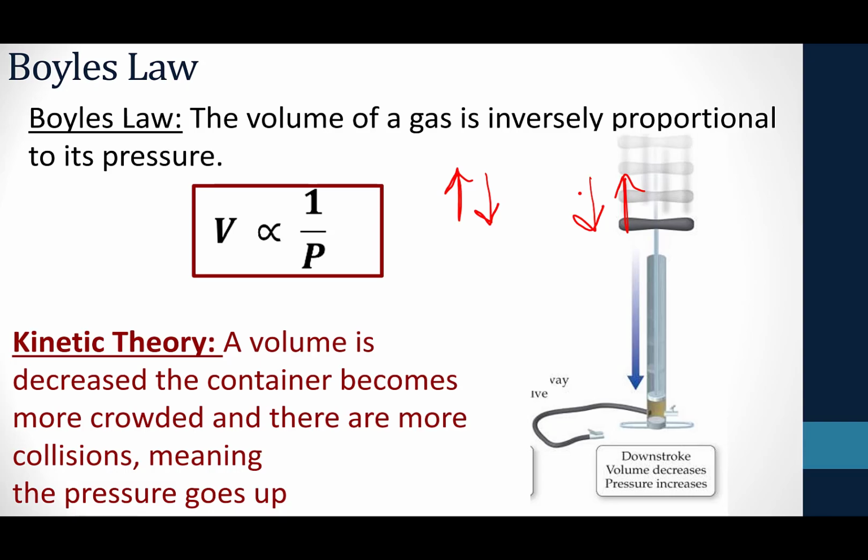The opposite is true. If we pull the sides of the container away from our sample of gas, we see that there's a bigger volume, and there are fewer collisions with the side of the container than there were before. It would register a lower pressure.